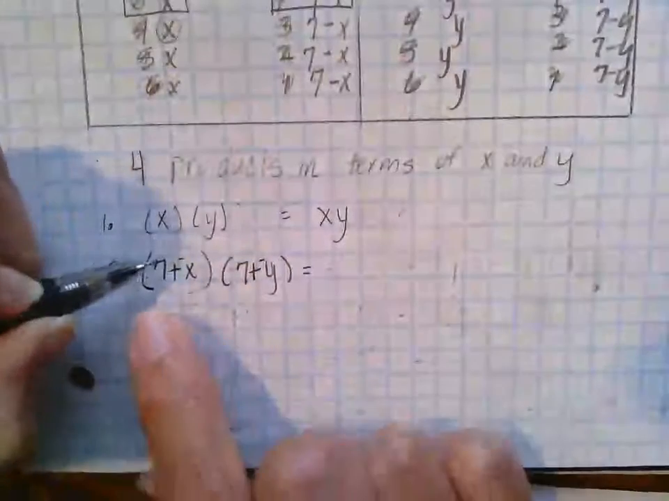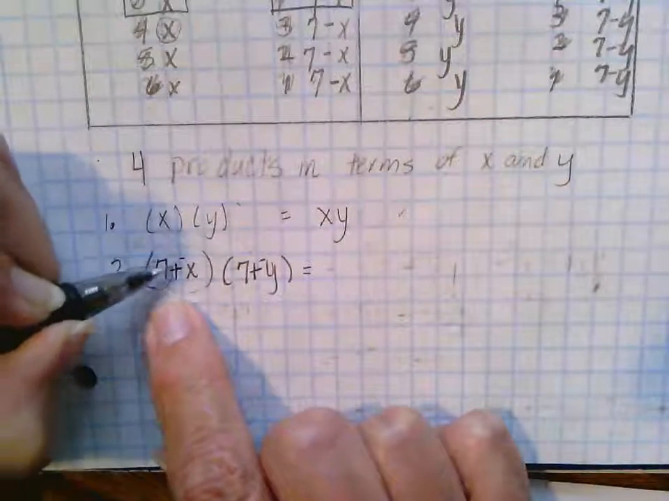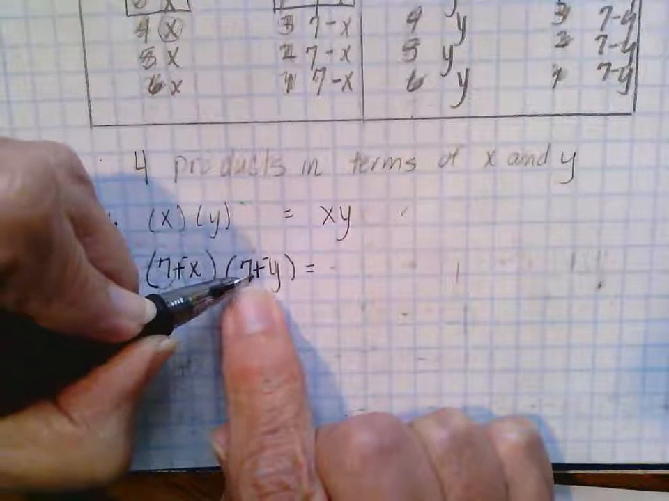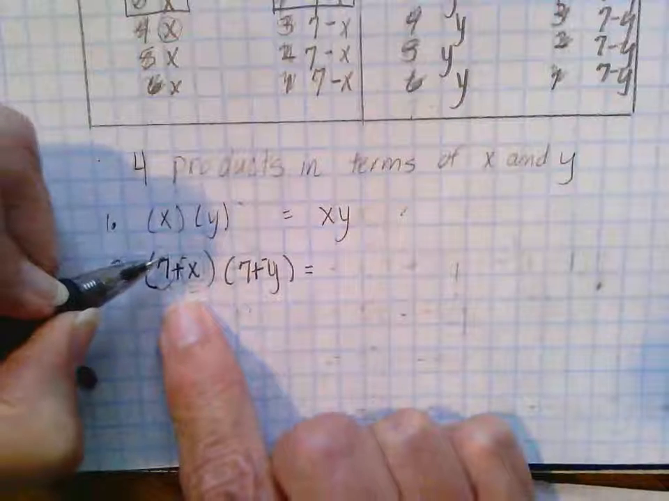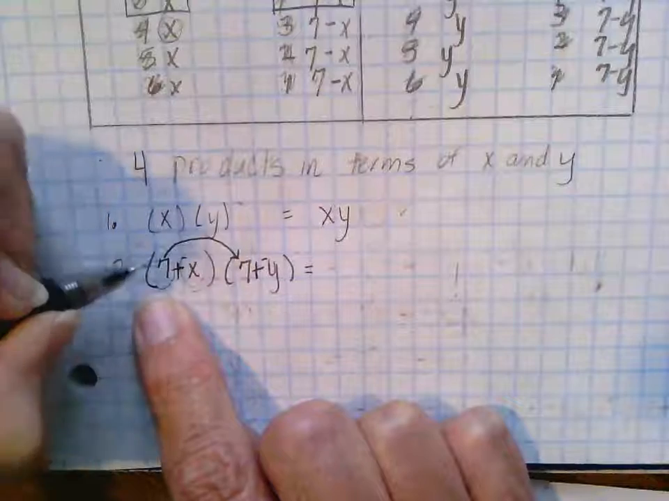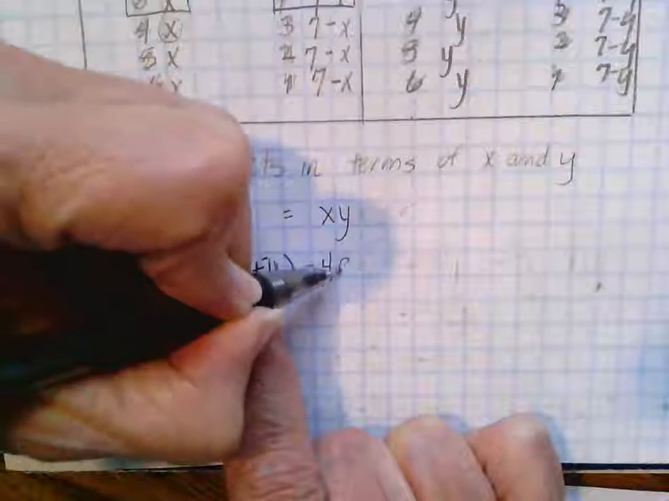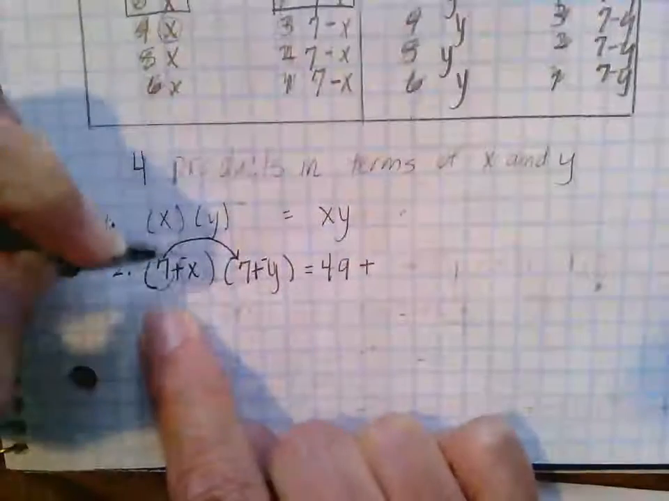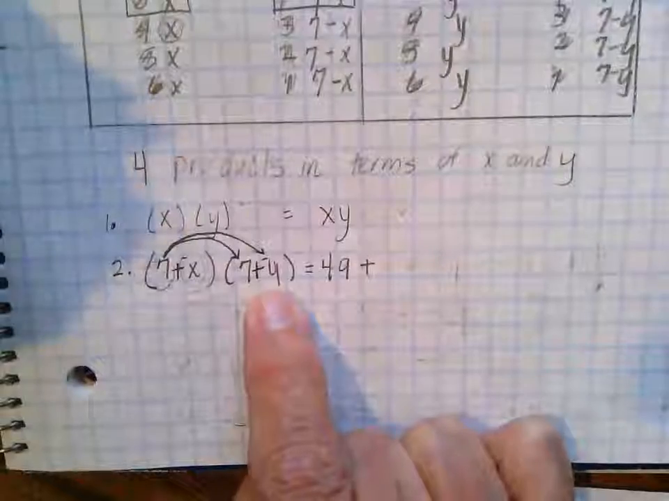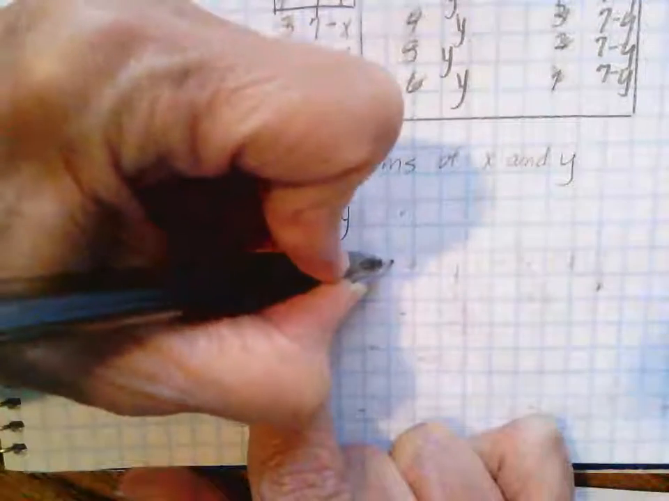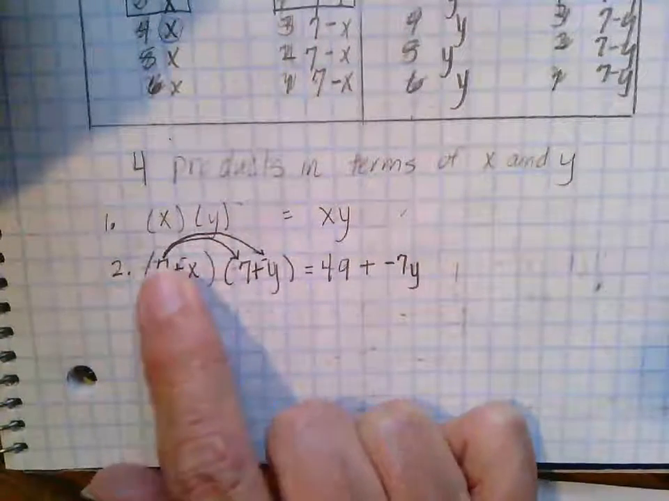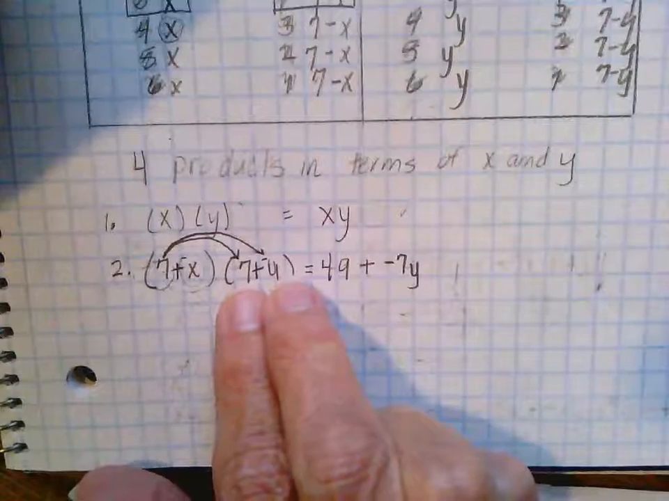So what I need to do is distribute both of these quantities within this set of parentheses over to this set of parentheses. So I'm going to start with my 7 right here, and I'm going to distribute it first. 7 times 7 is 49, plus, now I'm going to distribute my 7 over to my negative Y. So that would end up being negative 7Y. So I've distributed my 7 to all of the terms in this expression.